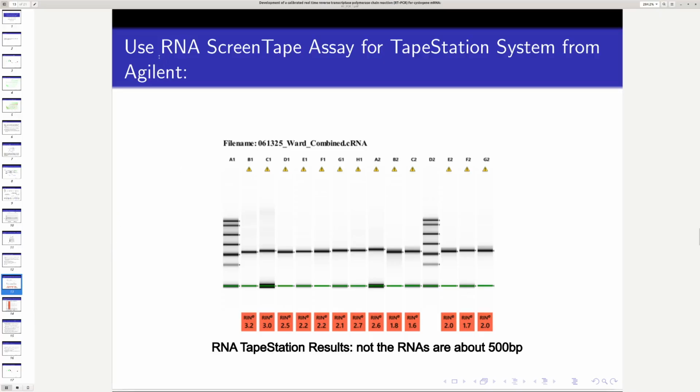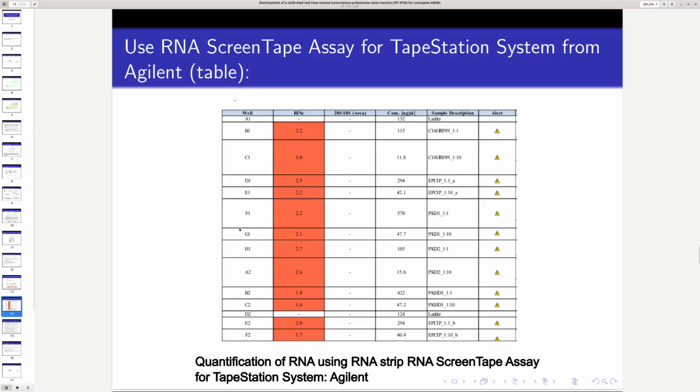We're using an RNA ScreenTape assay on the TapeStation. And what you can see is we've got lovely RNA. It's about 500 base pairs long. And we can also quantify how much we've got. In this case, for this RNA, we've got about 0.3 micrograms per microliter. So quite concentrated RNA.